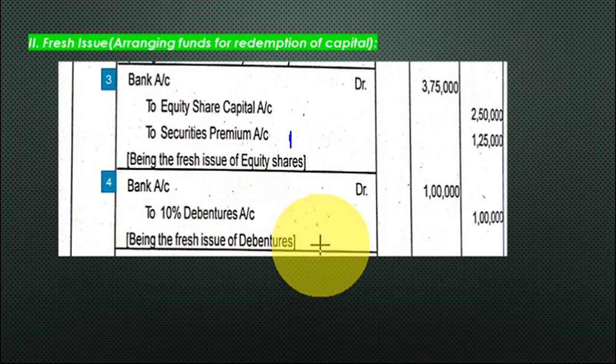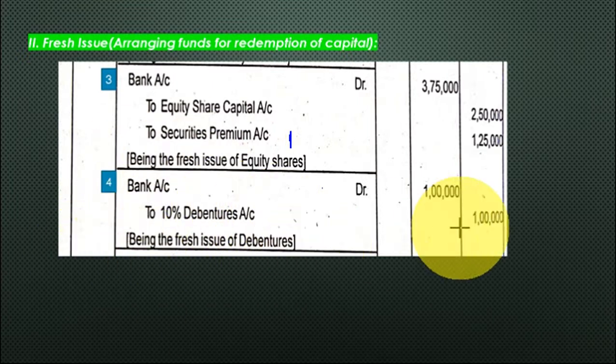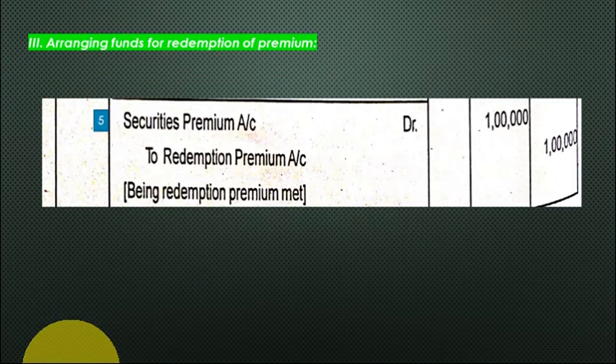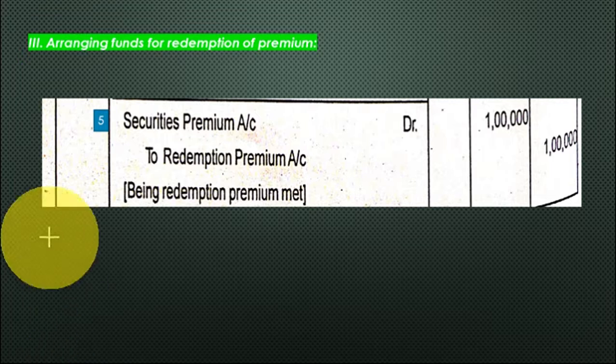Then fresh issue of debentures. See, when they are issuing the debentures, we have to write the entry, but we are not using the proceeds of that. We are not using that money to redeem the preference shares. Okay, let us issue: bank account debit to 10% debentures account, 1 lakh. So for fresh issue, there are two entries. Third, fourth, over.